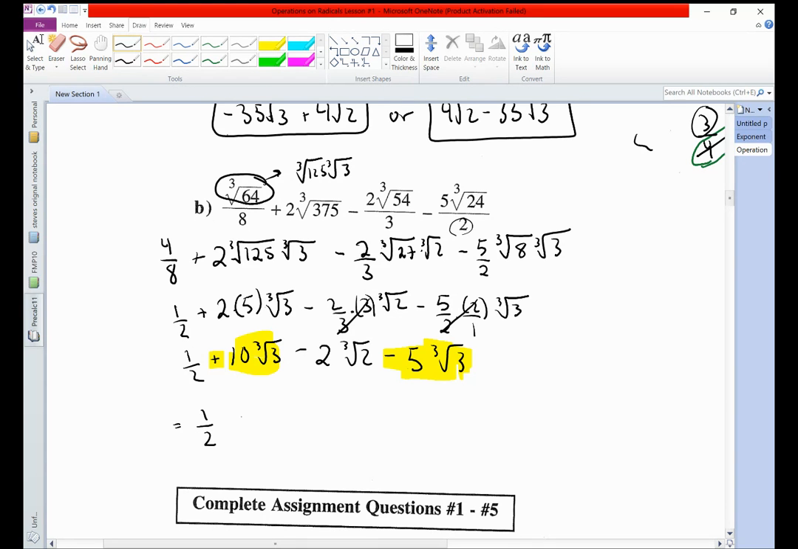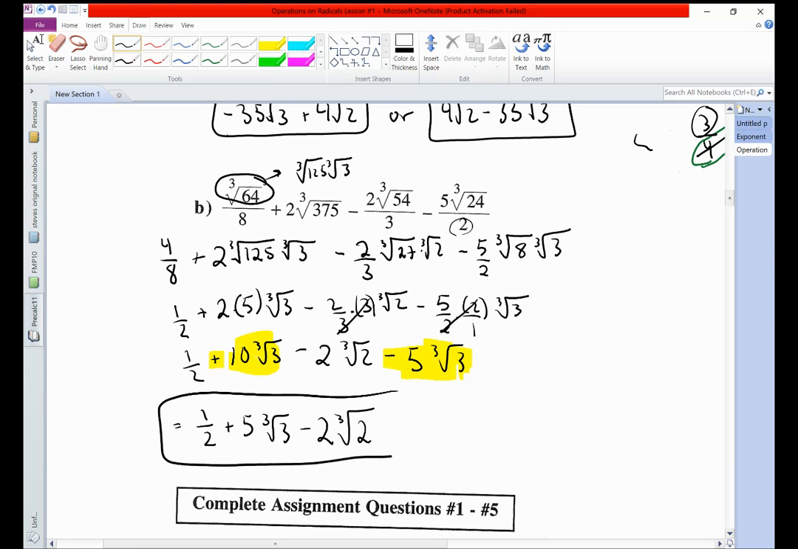Plus 10 minus 5 is going to give us positive 5, 3 root 3, minus 2 cube root of 2. And that's as simple as we go. Bit of a long process, but they're kind of fun and satisfying when you get to the end of it all.